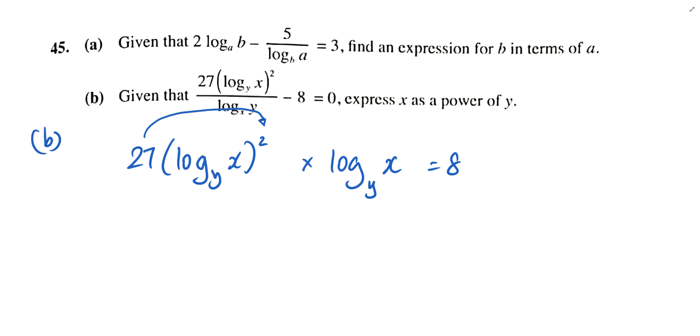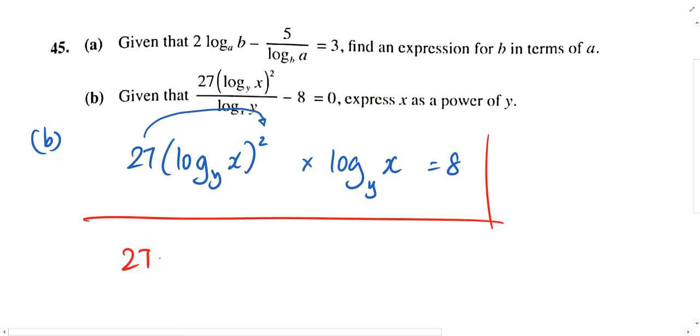Then divide. Wait. Can or cannot? Why cannot? Because there's a bracket. So what if there's a bracket? When it's 27, the power only goes to the x. It means the whole thing is squared. Look, let me illustrate. 27 log base y x.